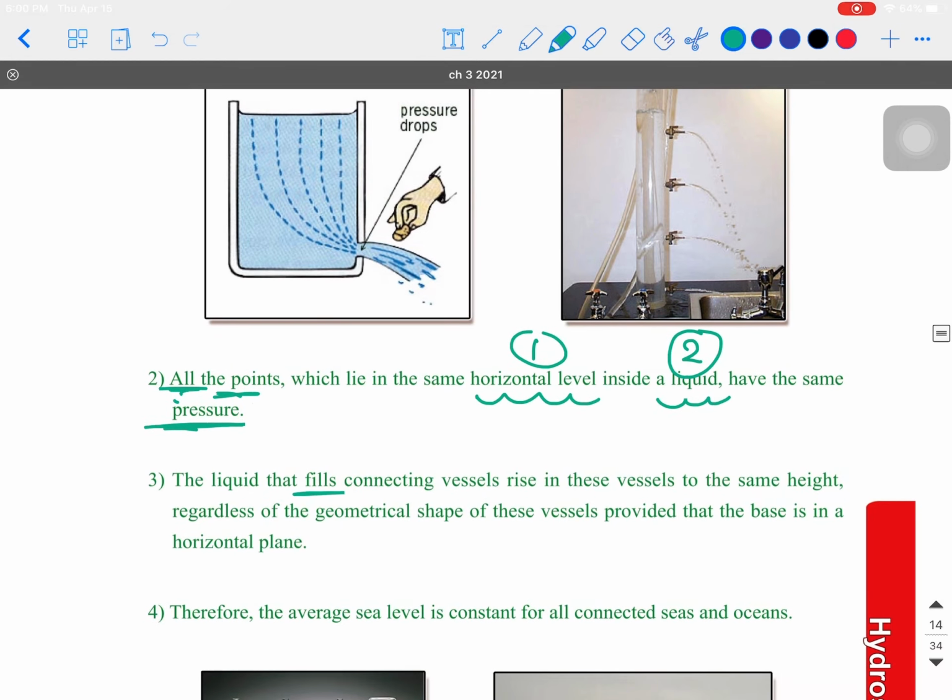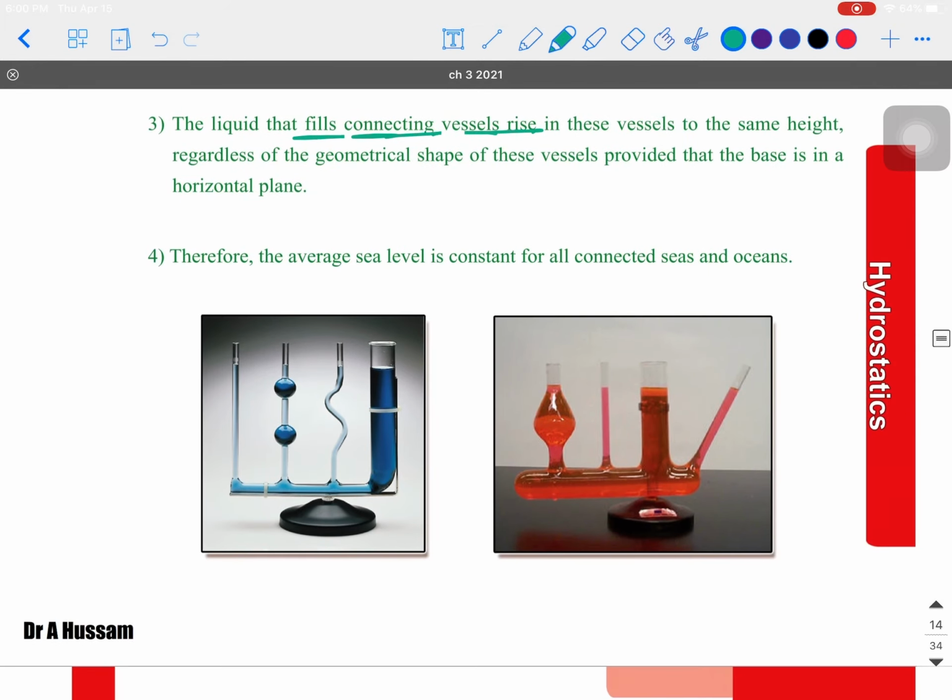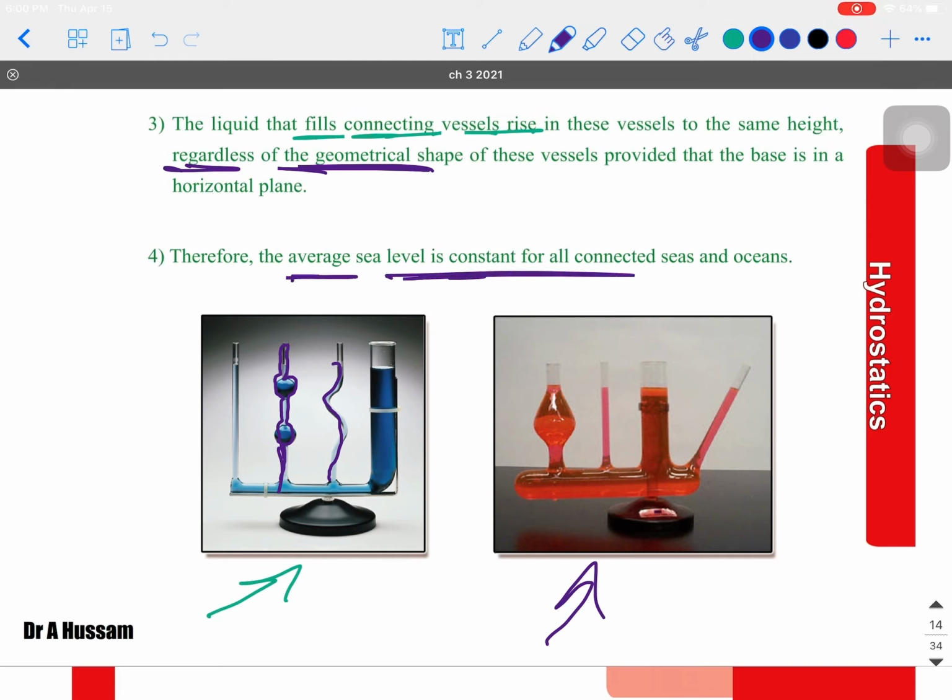The liquid that fills connecting vessels rises in these vessels to the same height as shown in this and in that, regardless of their geometrical shape, apart from the shape of this and the shape of that. Okay. All rise to the same horizontal plane. Therefore, the average sea level is constant for all connected seas and oceans.